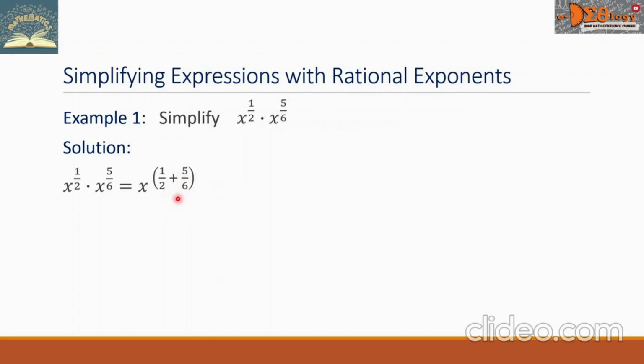1/2 plus 5 over 6, we can use the crisscross method. 1 multiplied by 6 is 6, plus 2 times 5 is 10, all over 2 times 6 is 12. In the numerator, 6 plus 10 is 16. All over 12, we simplify our fraction as 4 over 3. So our final answer is x raised to 4 over 3.